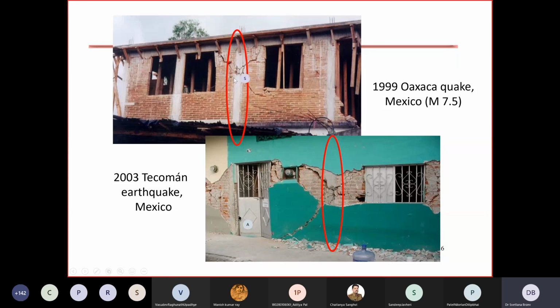And I'm sure that this element also helped in a sense, because there was a cracking crossing this element, but it is not as effective as if there were elements on each side of this opening, on each jamb. And this is a similar photo. Again, there was no confining element at the opening, but it was just somewhere in the middle.